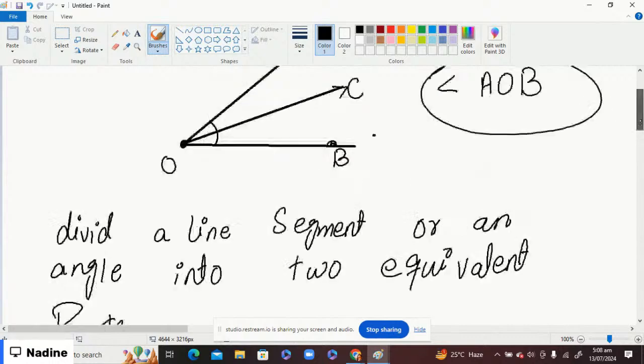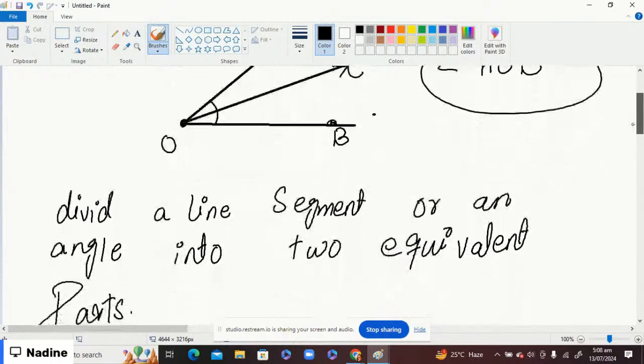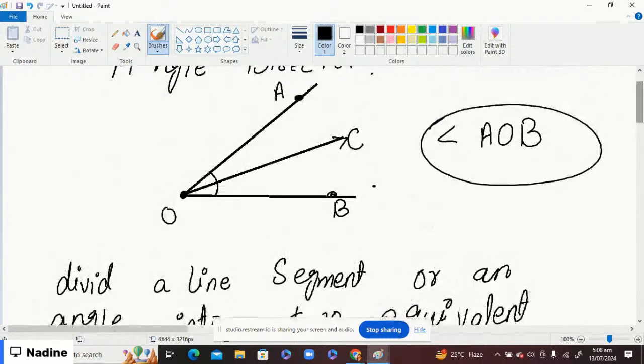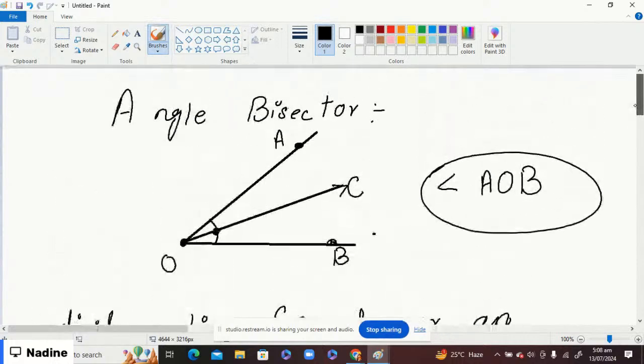Understand? You are going to divide a line segment into two equal parts. When an angle or a line segment is divided into two equal parts, you can say that this is a bisector. What is the bisector of a segment? It always contains the midpoint of the segment. This is the meaning of the angle bisector.